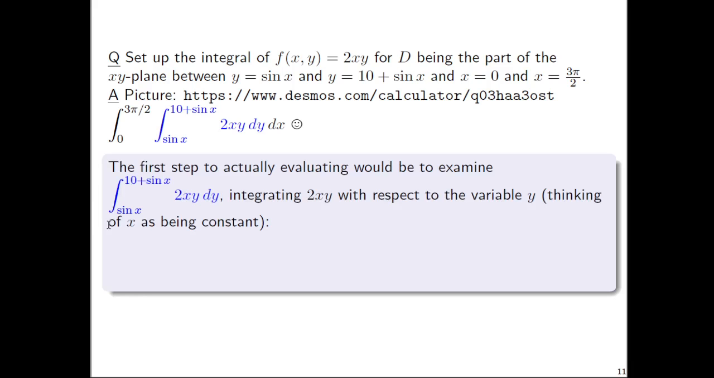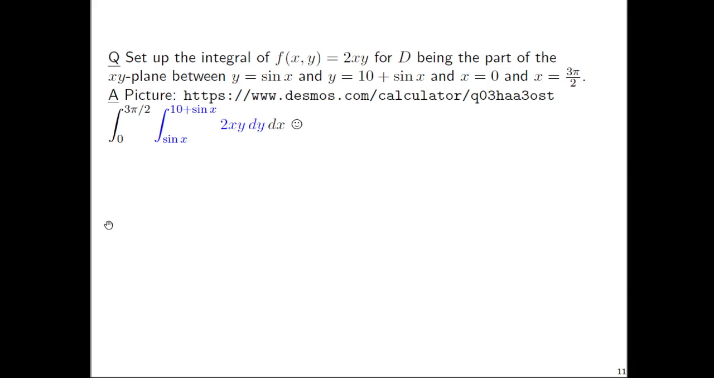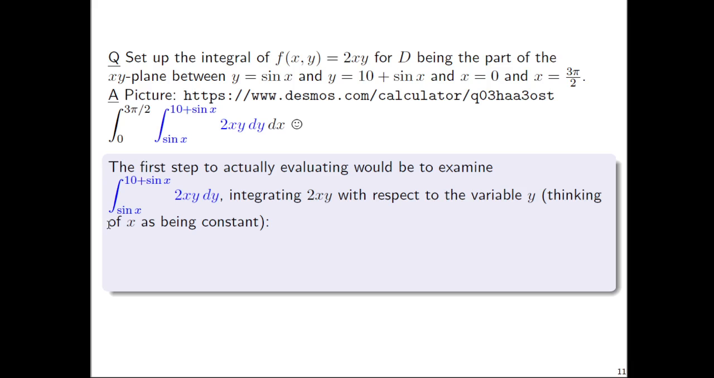The question was just to set it up, so we're not going to go through any more work at this point. We're done. The question was to set up the integral. Could we actually do the integral? Yeah, we could go through the steps. We'll just talk about it.